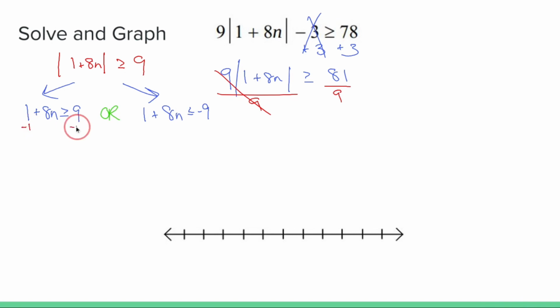So I'm going to solve each guy individually. I'm going to subtract 1. I'm going to subtract 1. Now I have 8n is greater than or equal to 8. Divide by 8. Divide by 8. N is greater than or equal to 1. Lovely.